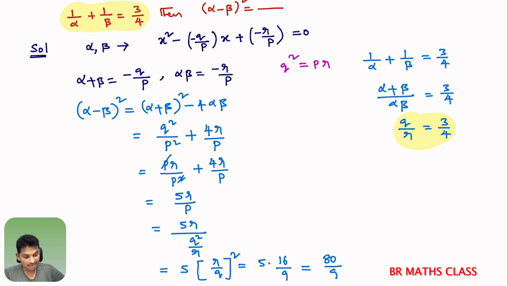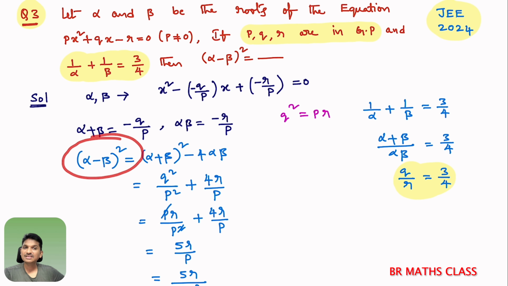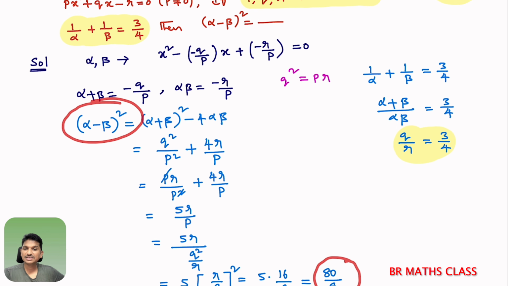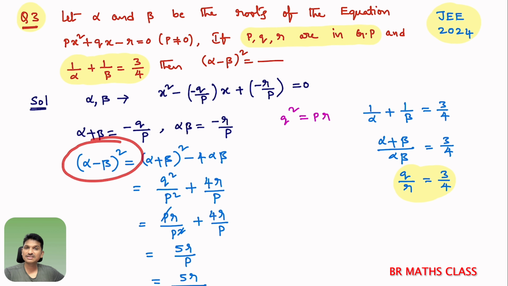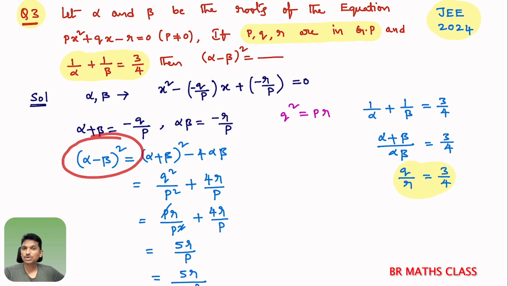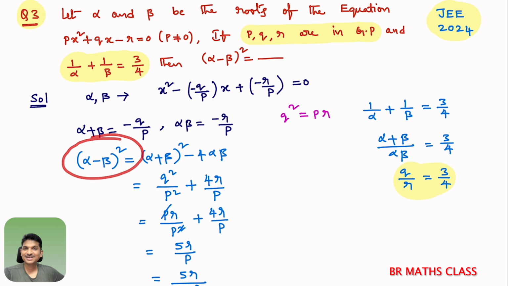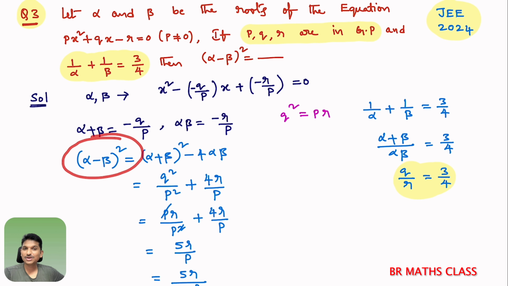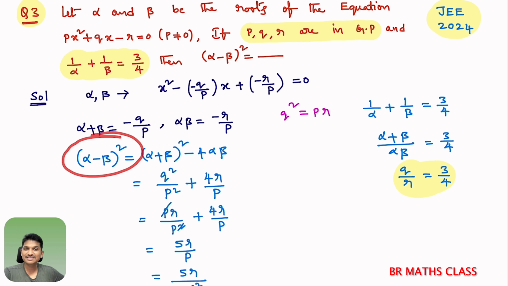In the question, they are asking us to find alpha minus beta whole square. Alpha minus beta whole square value is 80 divided by 9. See, this is easy only, but there are a few tricky things. As per JEE standards, we may consider it a bit easy. I hope you understand this solution. Comment whether you felt this problem was easy or difficult.